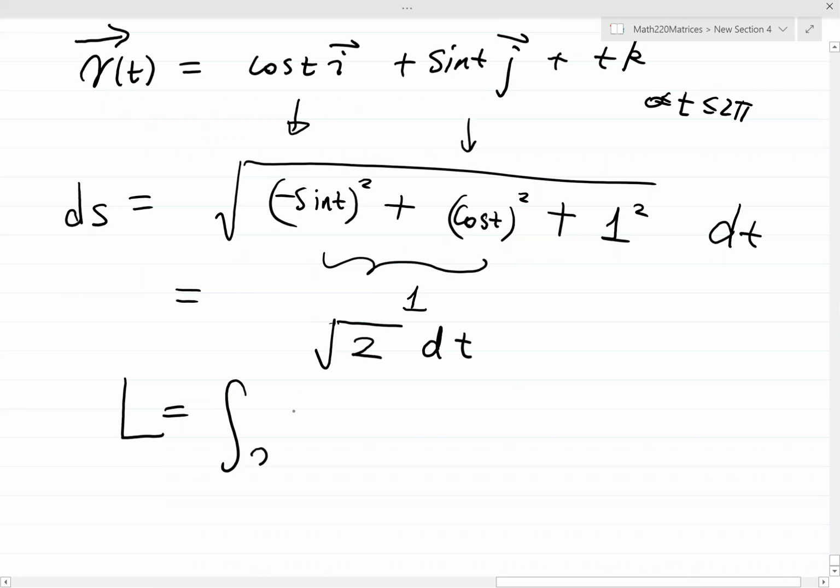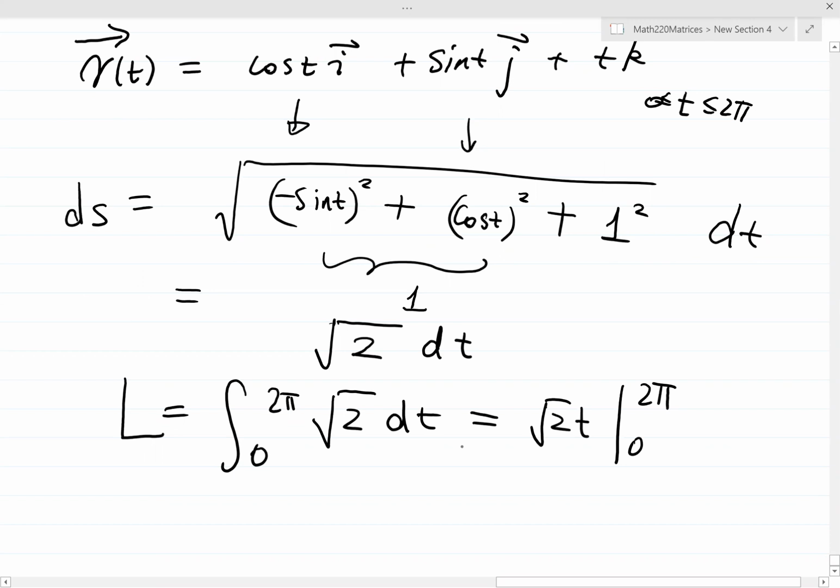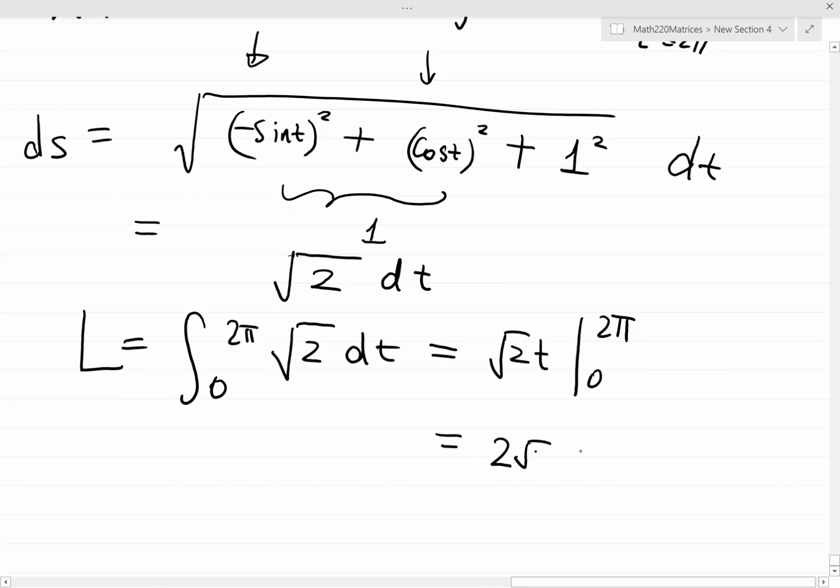So L will be the integral from 0 to 2 pi of square root 2 dt. By the fundamental theorem of calculus, this will be square root 2 times t, so we get 2 square root 2 pi. This is the arc length of this helix for one circle. Next time we will talk about curvature. Maybe it's a good time to stop here for today. Any questions?